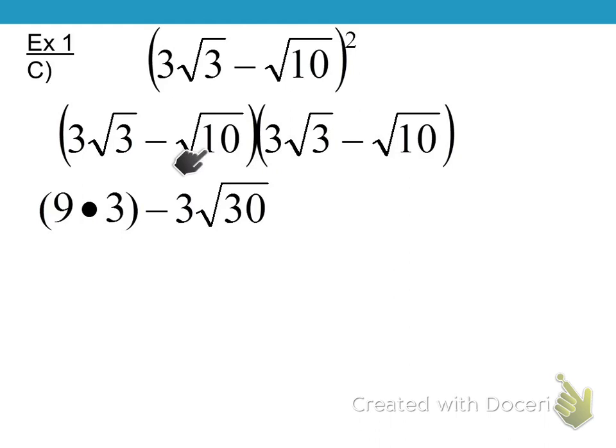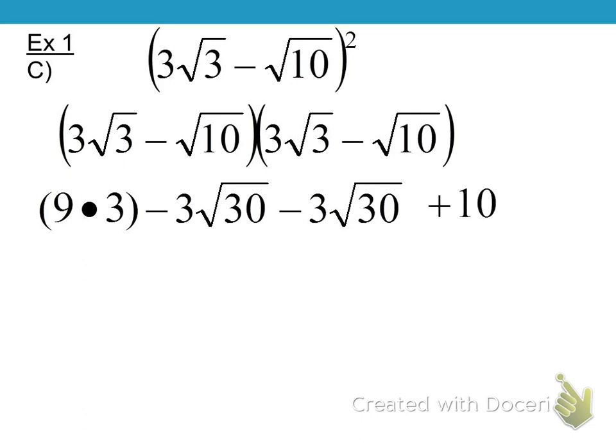Now you're going to distribute the square root 10. What's square root 10 times square root 3? Square root 10 times 3 square root 3. I keep dropping the 3's. Yeah, it's another minus 3 square root 30. And then in the back, what happens? Square root 10 times square root 10 is square root 100, which is 10. And will I be adding that or subtracting it? Adding, because it's a minus and a minus.